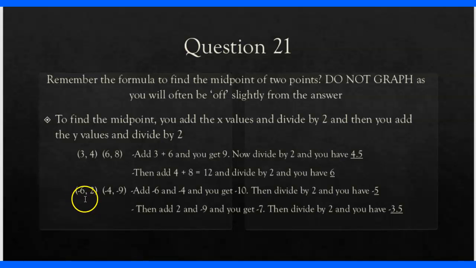The next one was -6 plus -4, and this one caught a lot of you because you didn't add your negatives correctly. -6 plus -4 is -10. And then divided by 2, you ended up with -5. 2 plus -9 is going to be -7. Divided by 2 is -3.5. Some of you left that as -7 over 2. That was fine as well. So make sure that you know how to use the midpoint formulas to find the midpoints when you have lines on a graph.